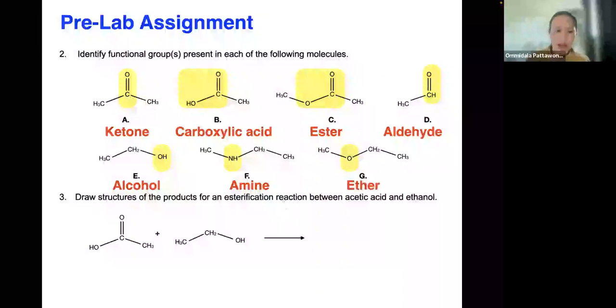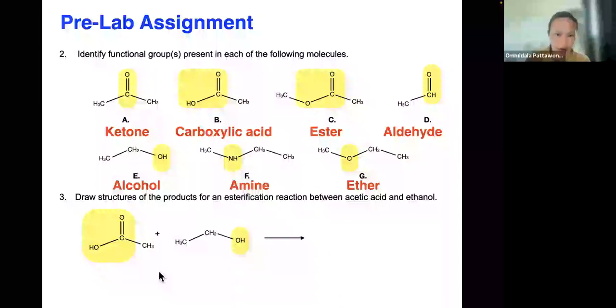Next, we are going to learn how to predict the product for an esterification reaction, between a carboxylic acid, which is acetic acid, and an alcohol, which is ethanol. If you look at these two molecules, these are the functional groups that are not hydrocarbon. This functional group right here, double bond O and OH, is carboxylic acid. And OH, that is alcohol.